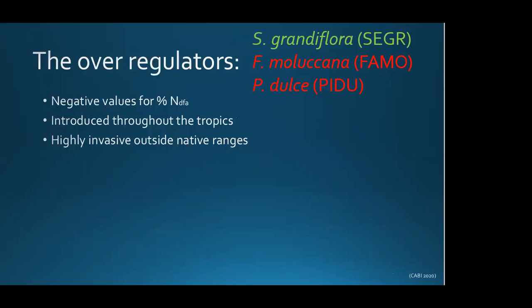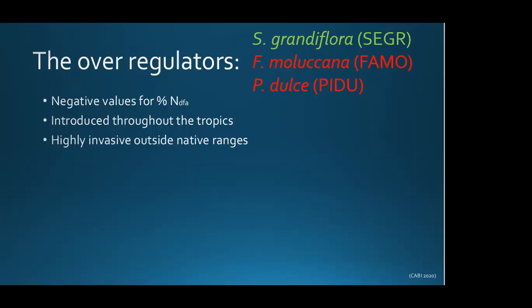Overregulation was clearly observed in Symbiotic grandiflora, Facultaria moluccana, and Physiological dulce, by their negative values for percent NDFA with high nitrogen treatment. Symbiotic is native to South and Southeast Asia. Facultaria is native to the Moluccas in Indonesia, and Pithecolobium is native to Central America.